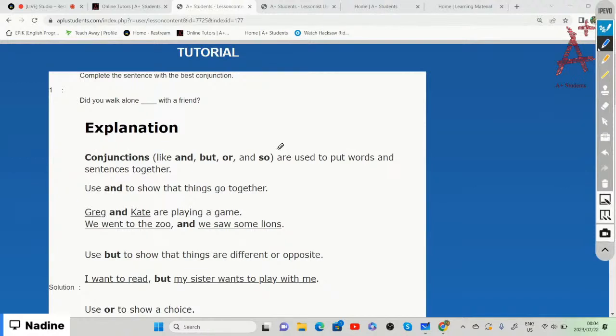So, when we use and, it will basically show that things go together. It is Jack and Jill. So and is in there. Jack and Jill, it's things that go together. For example, Greg and Kate are playing a game, which means that they are playing a game together.